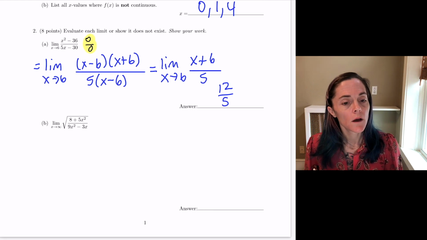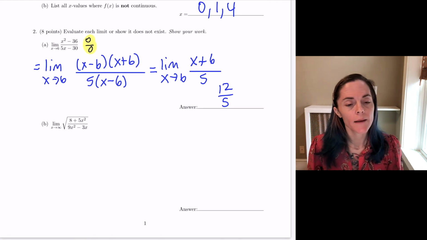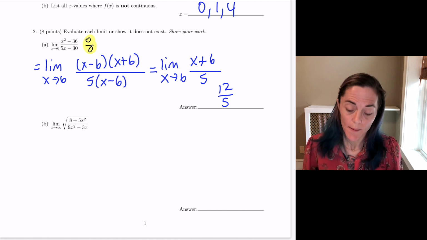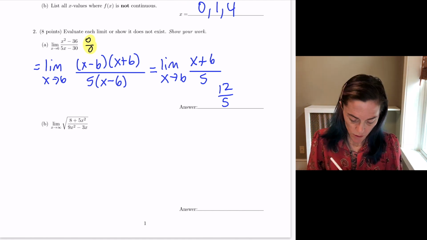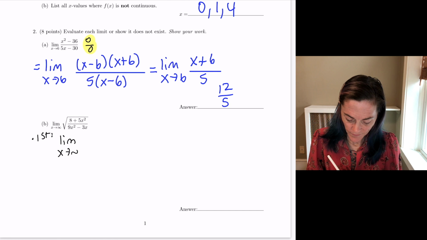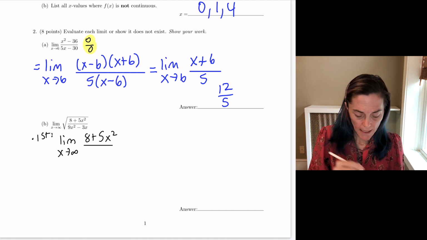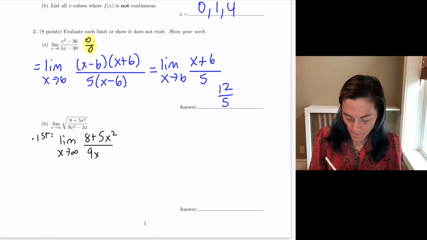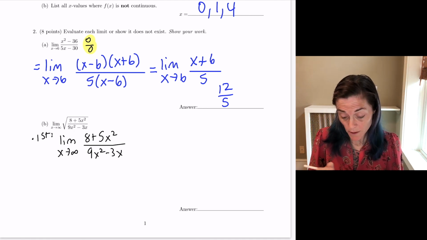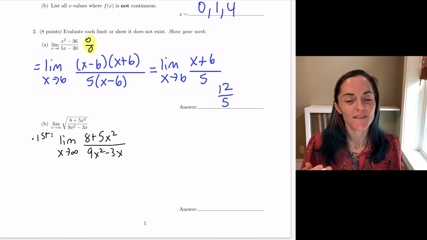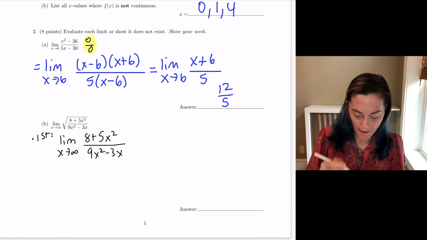Next one. Okay, we have a limit at infinity. Because of this square root, I'm going to do this in 2 steps. So first, let's look at what's underneath the square root. We have 8 plus 5x squared divided by 9x squared minus 3x. Just to get this limit, we would divide every single term by x to the highest power that we see. In this case, it's x squared.